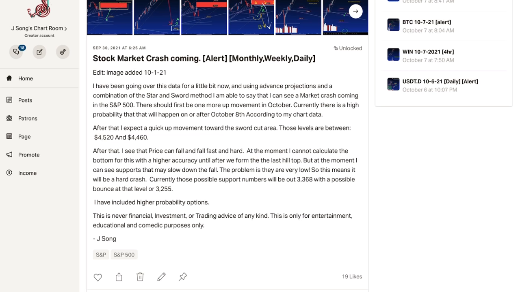After that, I expect a quick up movement towards the sword cut area. Those levels are between 4,520 and 4,460. After that, I can see price fall fast and hard. At the moment, I cannot calculate the bottom with higher accuracy until after we form the last hilltop. But I can see supports that may slow down the fall. The problem is they are very low, so it will be a hard crash when it crashes.